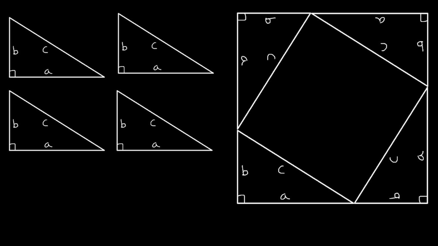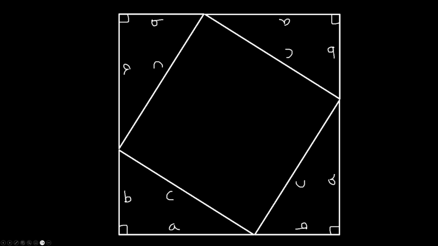And if you look inside that square, it looks like we have another square because we do have a shape that is 4 sides, all with length C. Is that a square? Let's see if we can prove it.